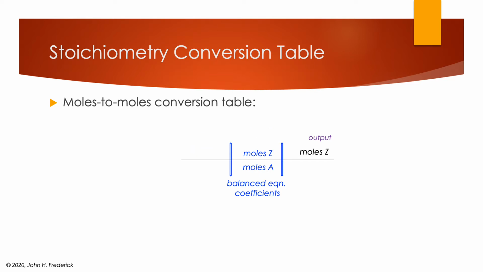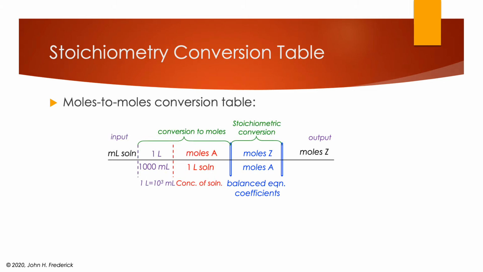Well, we're going to get rid of some of this, and I'm going to replace it with some other stuff. All right, what have I added on there? Well, now our input may be mLs of some kind of solution. We have to convert those mLs first to liters. So that's the first conversion factor. 1 liter is 10 to the third mLs. And then we're going to need to use the concentration of the solution to extract from that the moles of our reactant A, because it's going to be in moles of A per liter of solution.